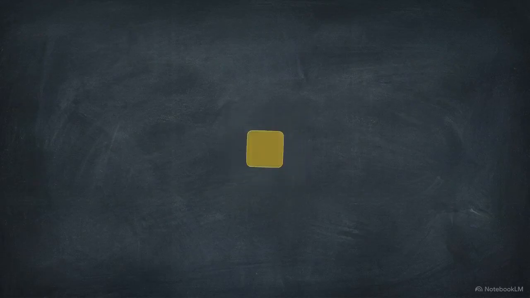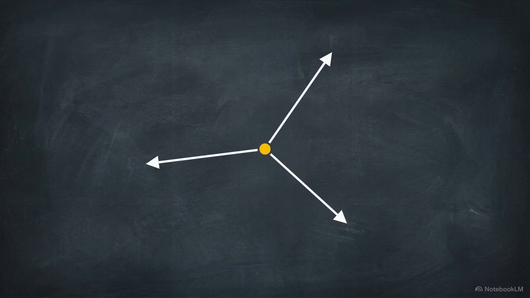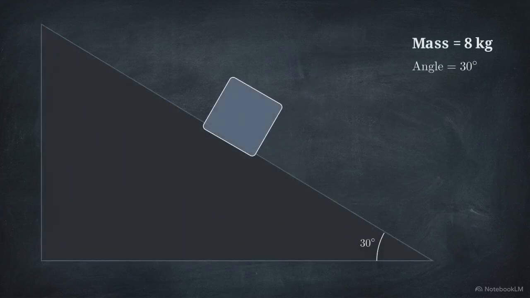This allows us to isolate an object and map out every force acting on it. Consider an 8-kilogram crate on a frictionless slope angled at 30 degrees. Our goal is to find its acceleration as it slides down. First, we add the weight vector. Gravity pulls the box toward the center of the Earth, so the arrow points straight down. Next, the ramp exerts a normal force. A surface always pushes back perfectly perpendicular to itself, so we draw this arrow pointing away from the ramp surface.